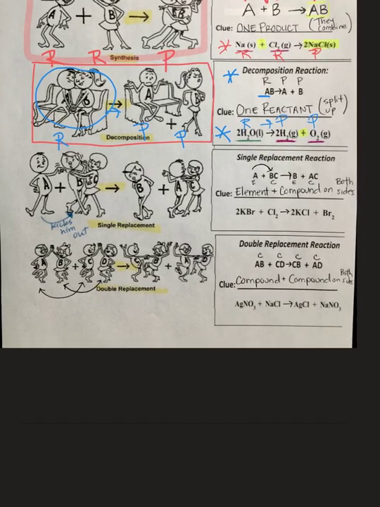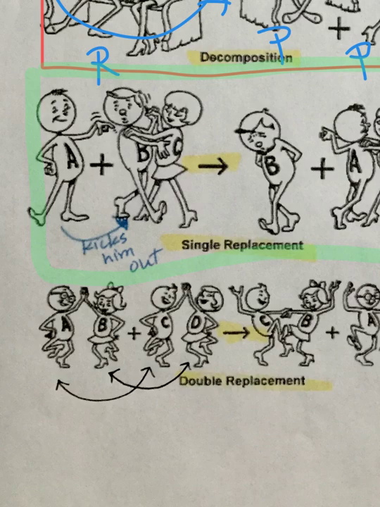Now we're going to go ahead and look at single replacement. Okay, let's look at this picture really quick. For single replacement, you have an element and a compound on both sides. Okay, let me show you what that looks like. An element is just one letter all by itself. So this would be an element. This is an element, it's all by itself, letter A. Plus a compound. A compound is 2 elements put together. This is B and C, and they're together. Okay, so it's an element plus a compound. I'm going to put the letter C so you know that this is a compound.